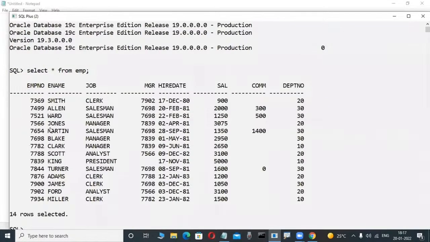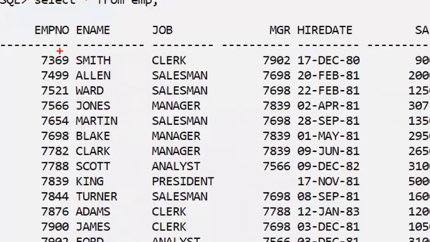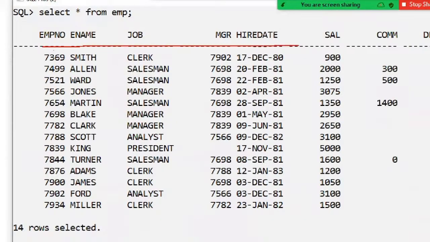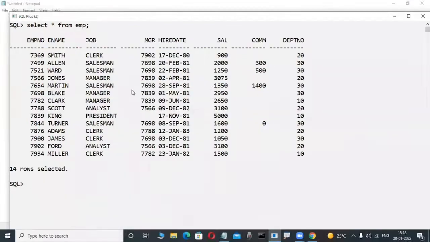For example, in this database, a structured collection of data is there, or not? Yes, they are storing data in an organized fashion. Organized fashion means, maybe a table: here these are columns, here these are rows. They are storing the data in an organized manner only.